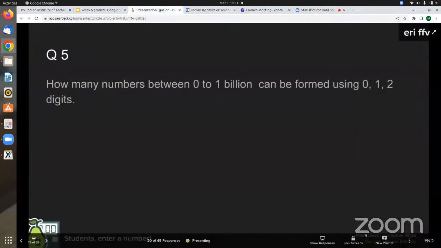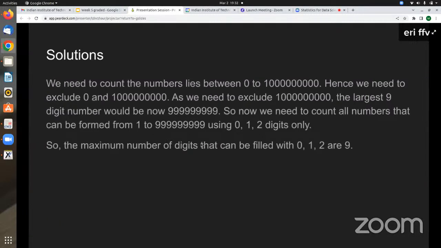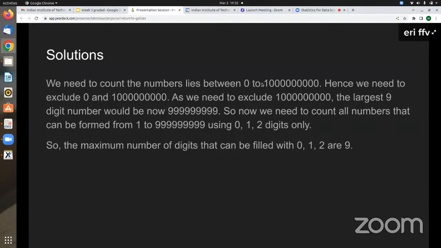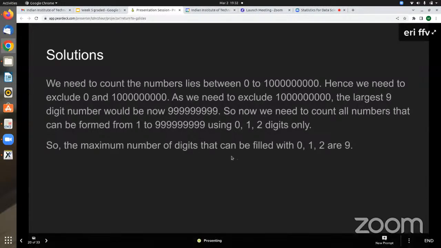Okay, I think enough time is given, so let's see the solution. You can see how many digits are required. If you see the 1, 2, 3, 4, 5, 6, 7, 8, 9, and 10, 10 digits should be there, right? Yes, sir. So we have to fill this with 0, 1, and 2. So how many ways can you do that?